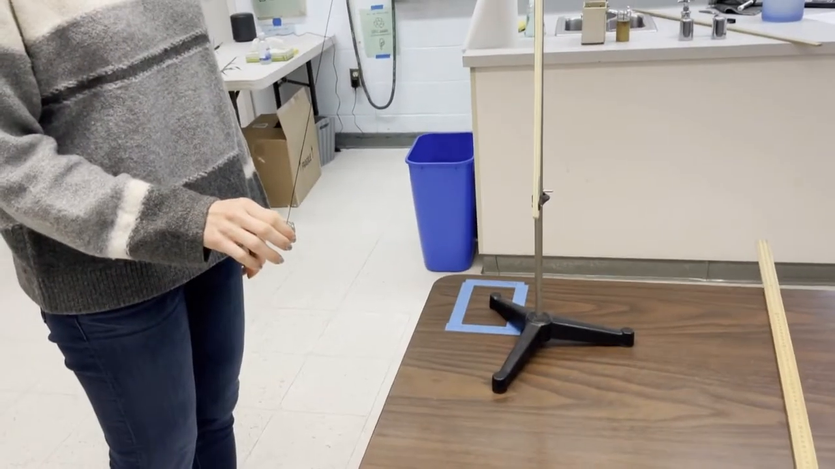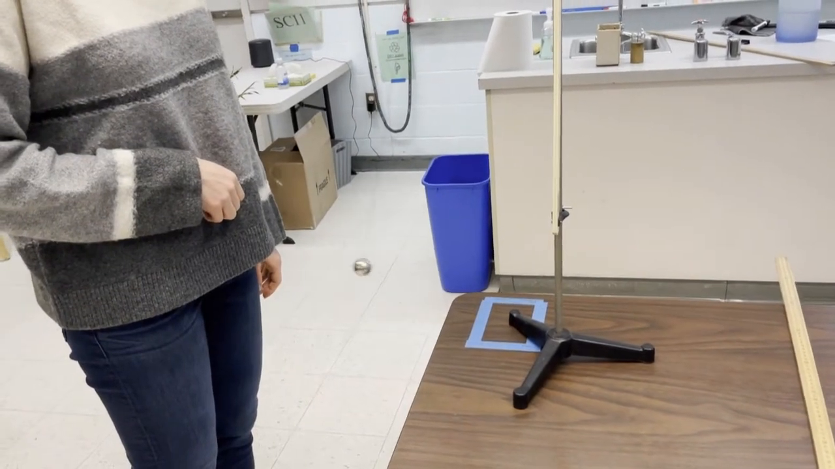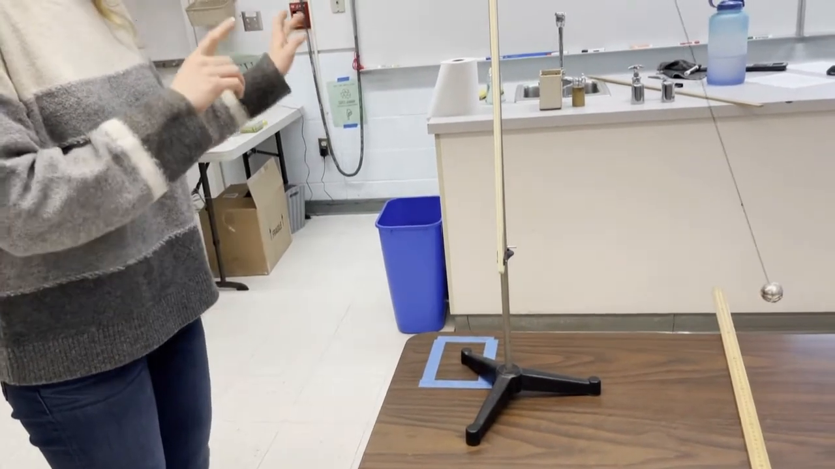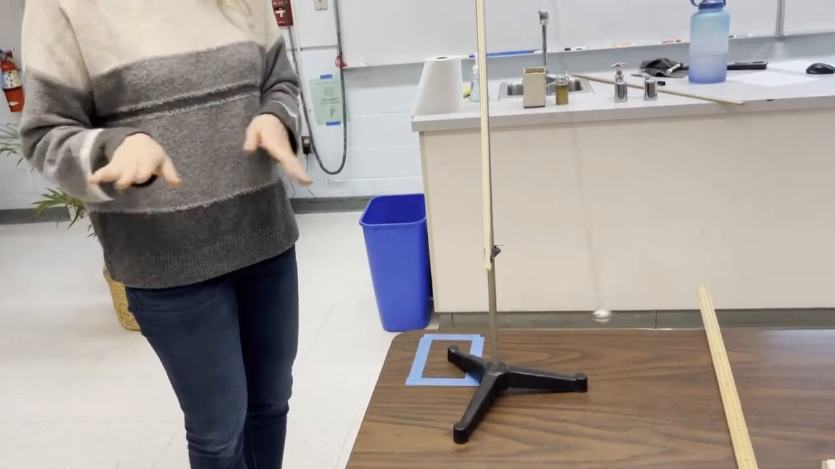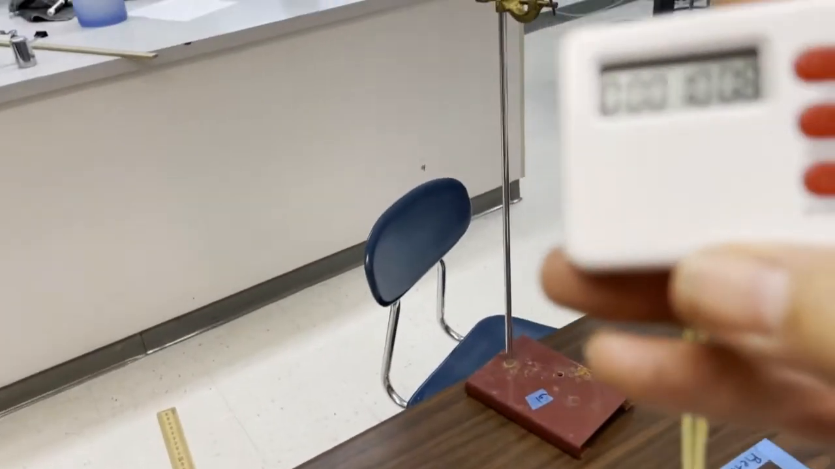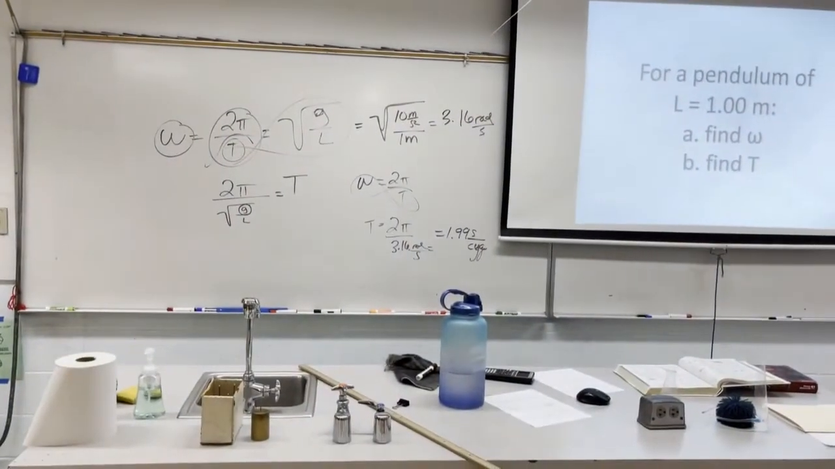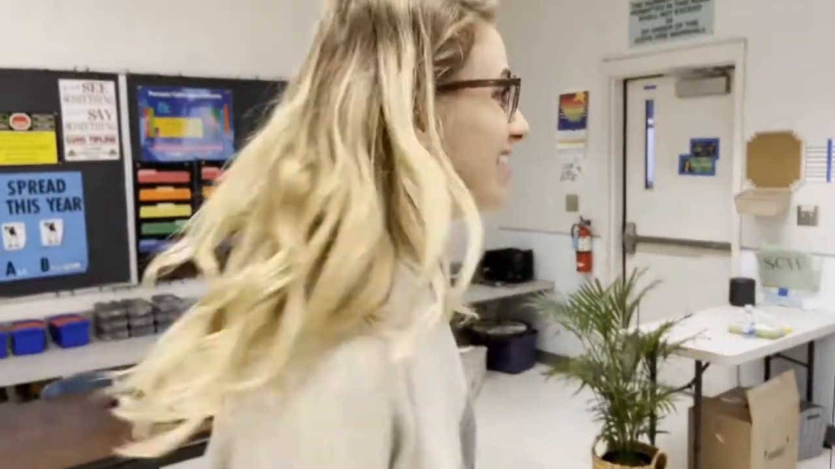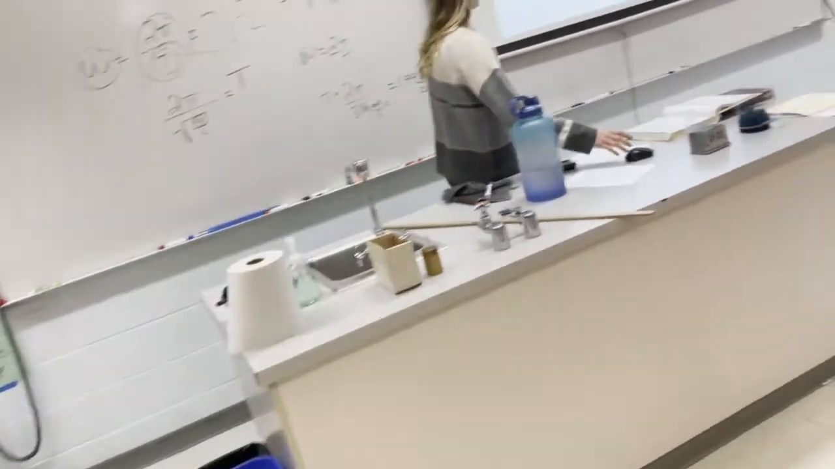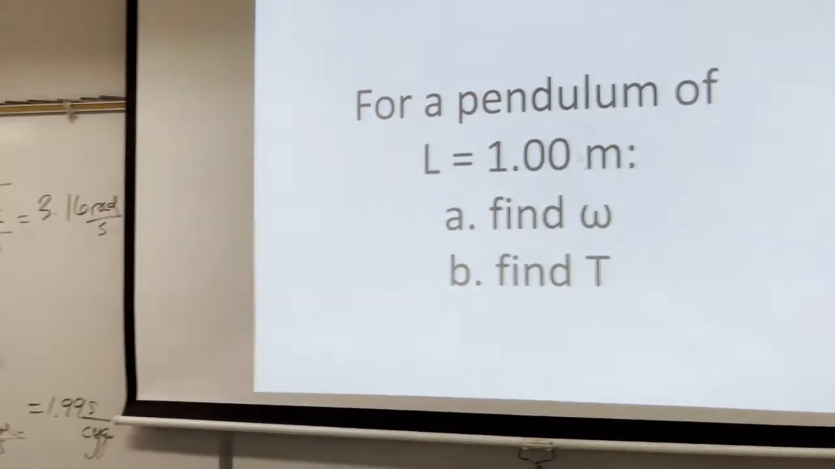And let go. And boom. 1, 2, 3, 4, 5. I'm bored, I'm stopping it. Okay, that's 10.08 seconds for 5 swings. Half of that would be just about 2 seconds. Not perfect, but almost perfect. So that's cool.